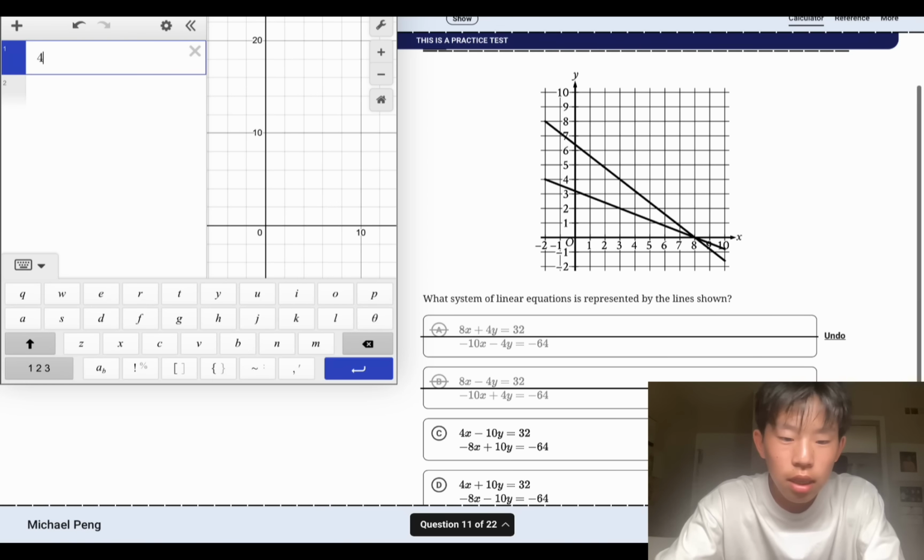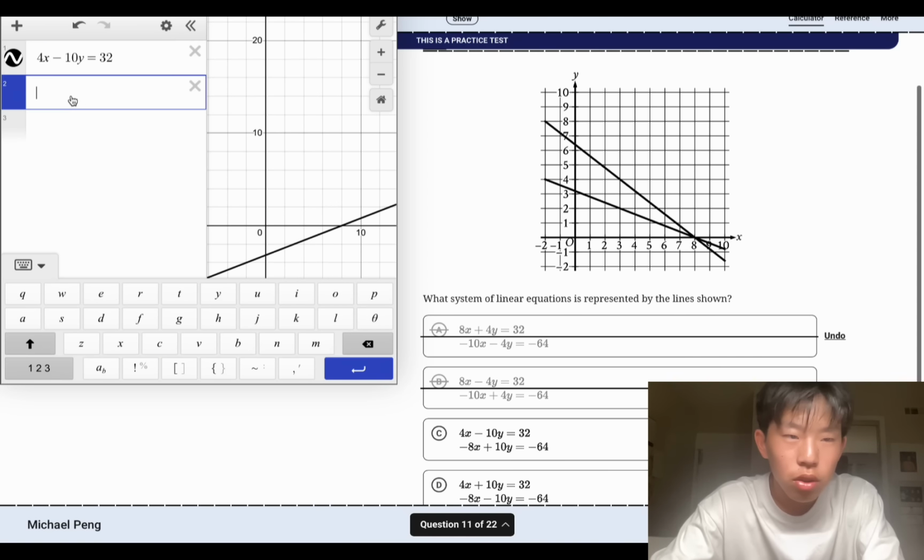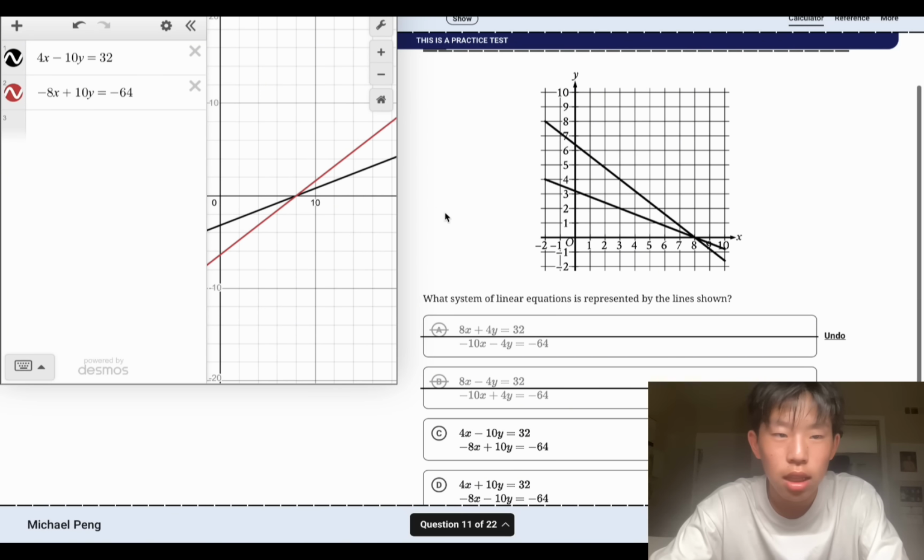Now let's plug in C. 4x minus 10y equals 32. Negative 8x plus 10y equals negative 64. So this one also has a positive slope, but this one has a negative slope, and they don't look anything alike. So it can't be this one.